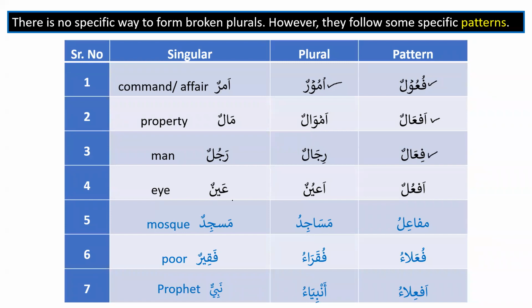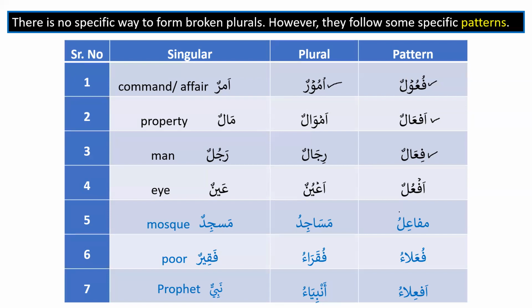Then we have ainun, and it is on the pattern of af'ulun. For example, we can see that, and as I said, the vowel signs will always be the same. For example, af'ulun. So we have fatha, then we have sakin, damma, and then we have tanween. And the same thing goes over here. We have a'yunun. So we have fatha, then the sakin, then we have damma, and then we have tanween.